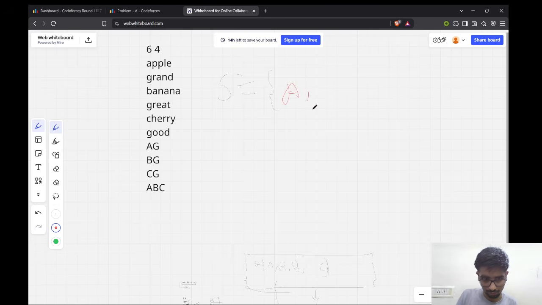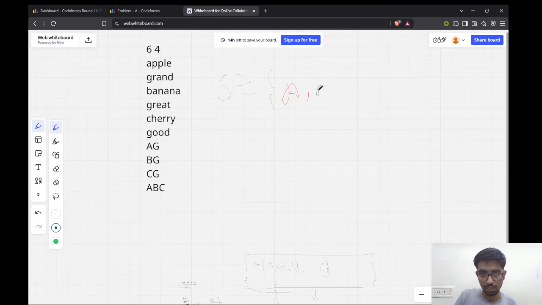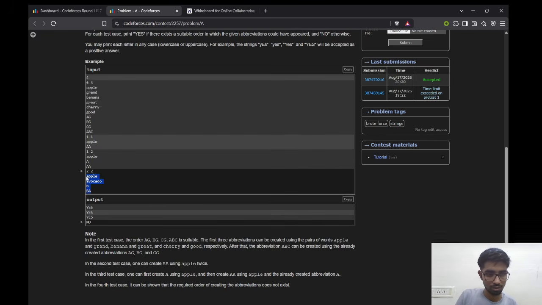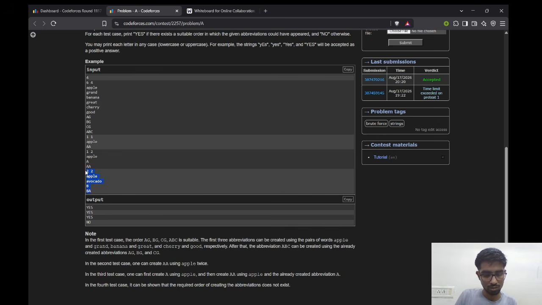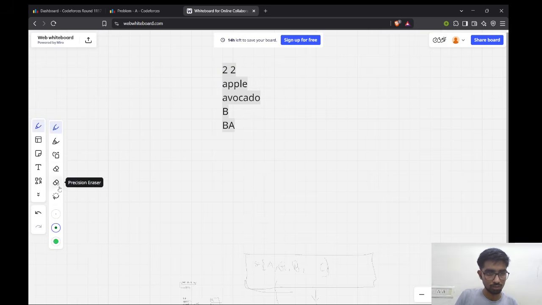Okay, A, G. Oh, no, it's the same example I had taken. Our set S is only A, because apple and avocado both contain the same first letter.